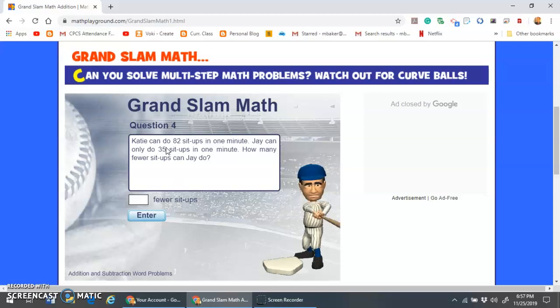Katie can do 82 sit-ups in 1 minute. Jay can only do 35 sit-ups in 1 minute. How many fewer sit-ups can Jay do? So we see the word fewer, so right away we know, again, that's a subtraction problem, but this time it requires regrouping. So it would be 82 minus 35. So you would have to regroup. We know 12 minus 5 is 7, and 7 minus 3 is 4. So let's see if the answer is 47.